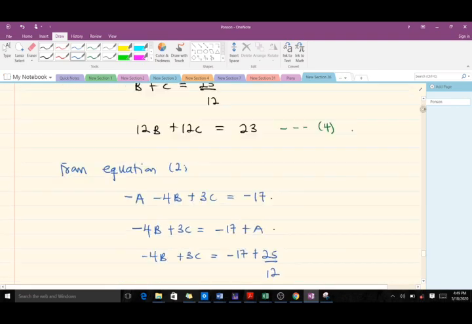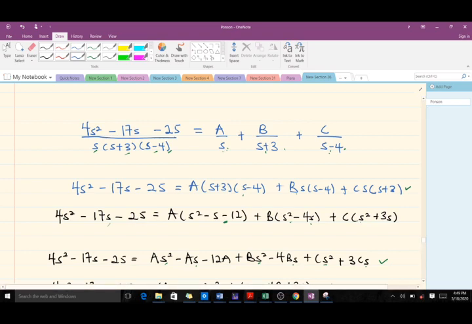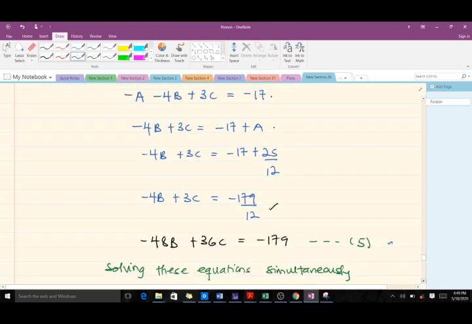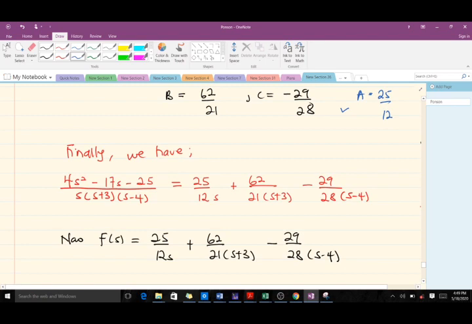Then we come here. Remember that when we were decomposing, we said that the whole of this is equal to a over s plus b over s plus 3 plus c over s minus 4. So since now we have our values for a, b, and c, we have to make substitutions. So finally, this is equal to, now the whole of a is 25 over 12, so we make that substitution. The whole of b is 62 over 21, we make that substitution. And the whole of c is negative 29 over 28. So we made that substitution also here, and we have this.